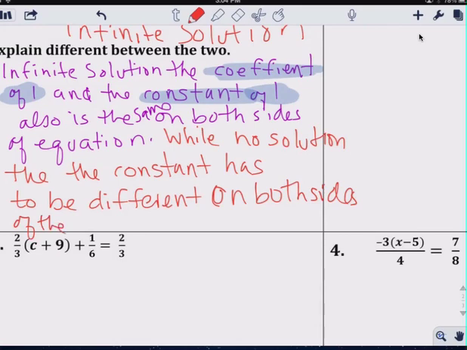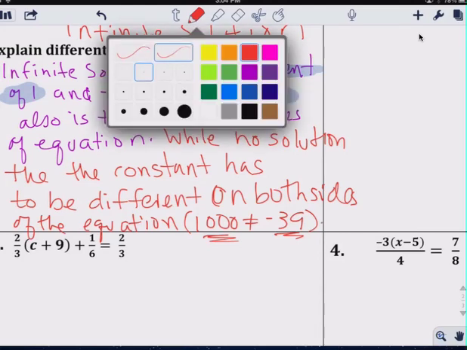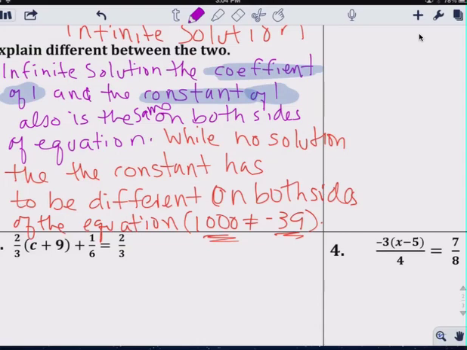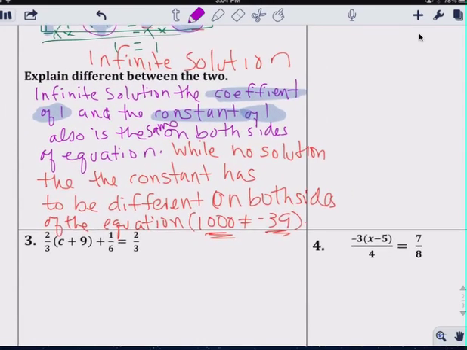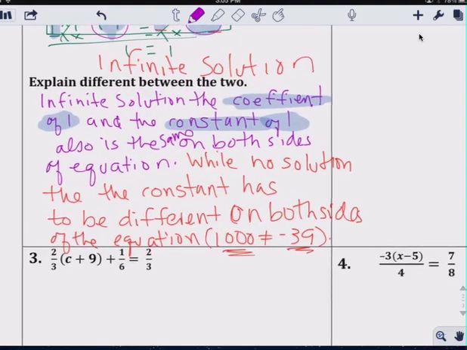Of the equation. In this case, it is 1,000 not equal to negative 39. These are our constants. The 1,000 is our constant, negative 39 is our constant. So they're different, right? I don't have enough room, but you need to state that the coefficients are the same.